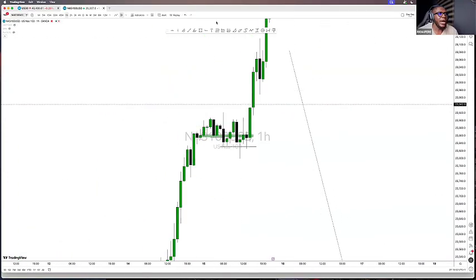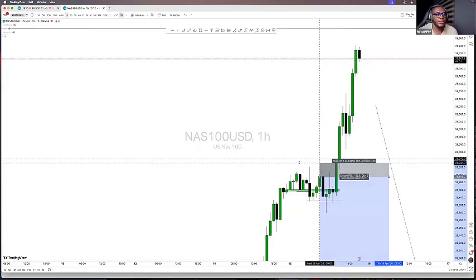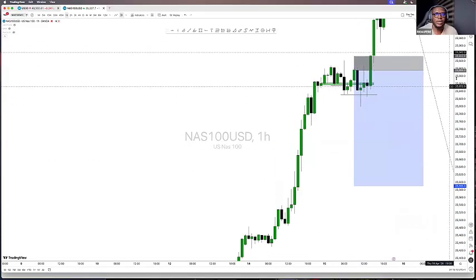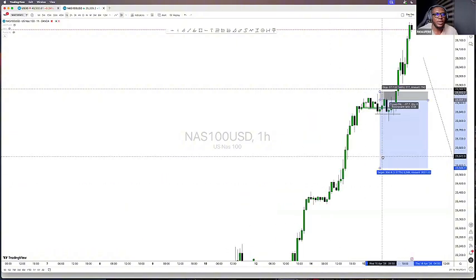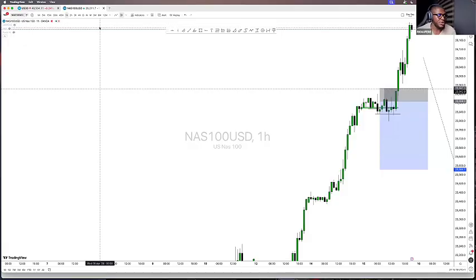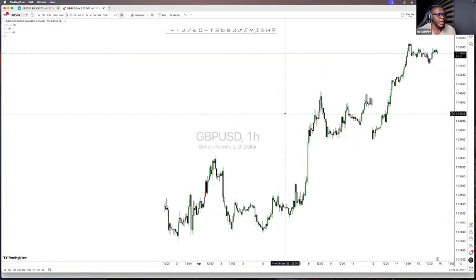Okay, so I had sells here this morning. My target was here. Okay, and I lost out on this trade. Now I'll show you another trade that I took that I lost out on.